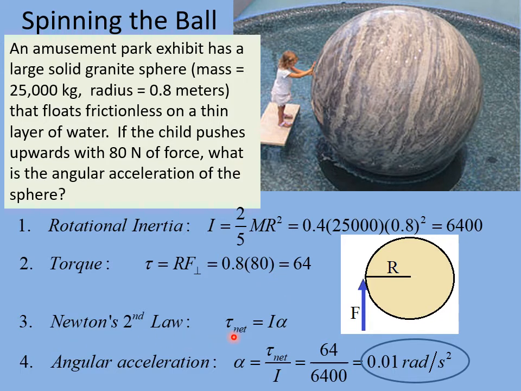Now, Newton's second law: net torque is equal to I alpha. Let's solve for alpha. Alpha is equal to net torque divided by I, so we have 64 divided by 6,400, and that gives us our angular acceleration of 0.01 radians per second squared. So as we predicted, this number is very small. This sphere will rotate and accelerate, but it's going to be a very small, slow acceleration because of its large rotational inertia.